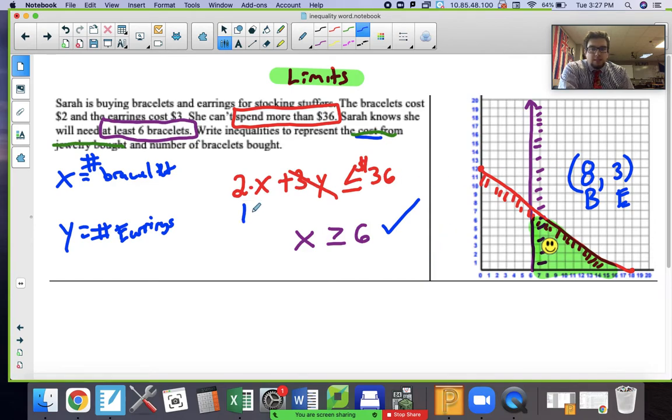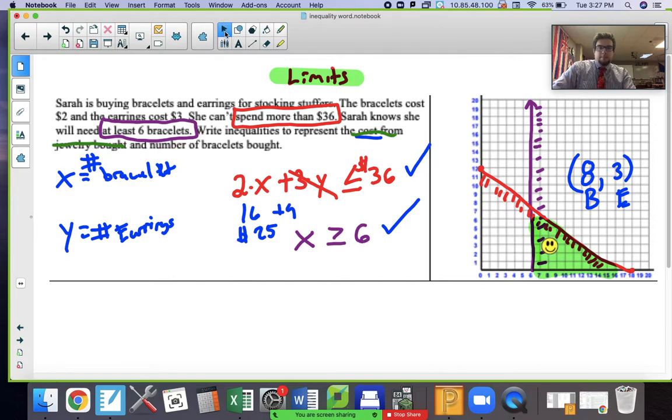8 times 2, that's 16. 3 times 3 is 9. That gives us $25, which is less than 36. That is a satisfactory answer. If we move this smiley face anywhere else, you still have a satisfying answer anywhere. Heck, she could buy 16 bracelets and no earrings and still fit the criteria she set for herself.